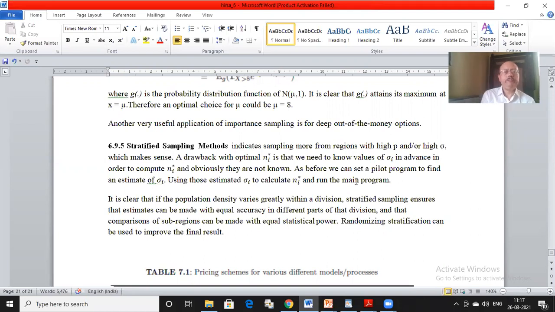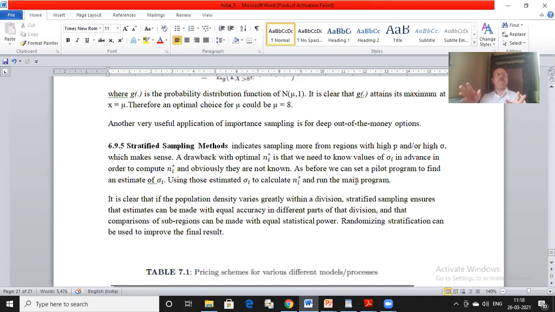If we know that the population density varies greatly within a division, stratified sampling will ensure that estimates can be made with equal accuracy in different parts of the division, because I can use n_i stars or some sample size close to n_i star so that I can equalize the variance in all the spectrum. And then the comparison of subregions can be made with the same statistical power. So I can equalize the power in all the regions also. And that is where stratified sampling methods are important in pricing derivative contracts.